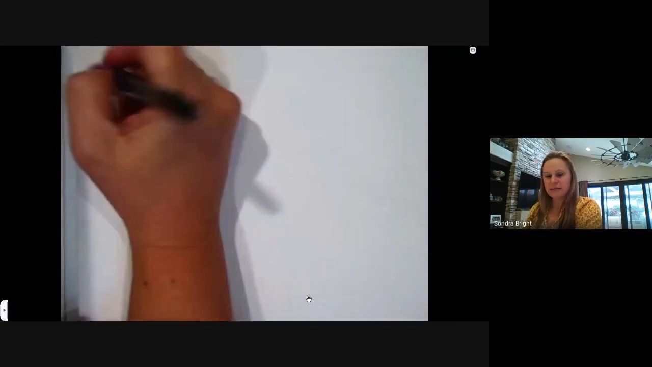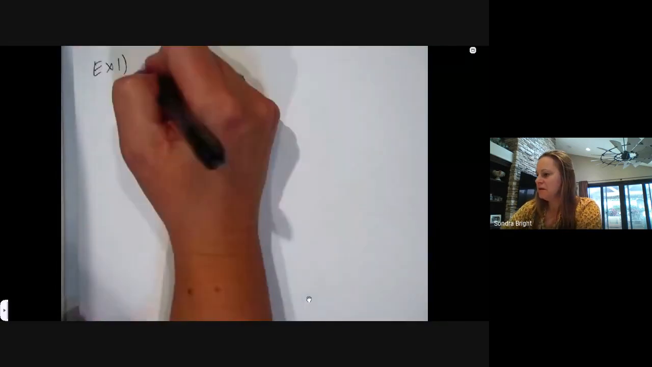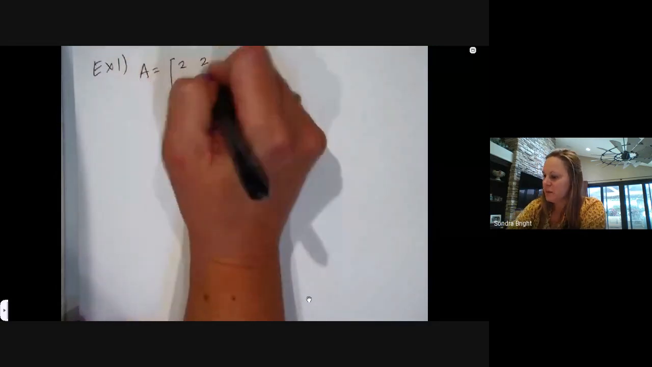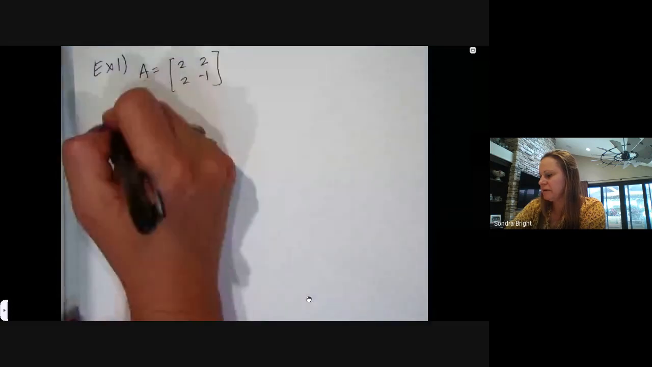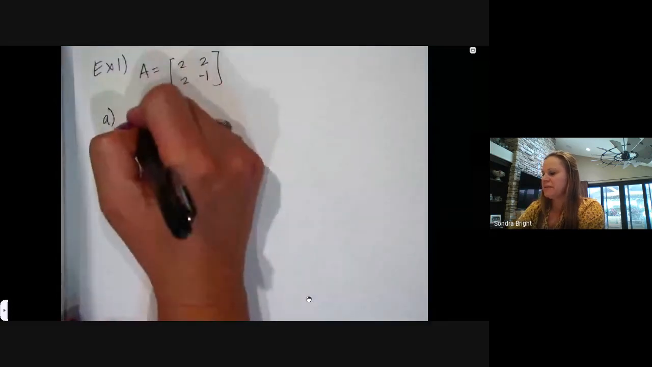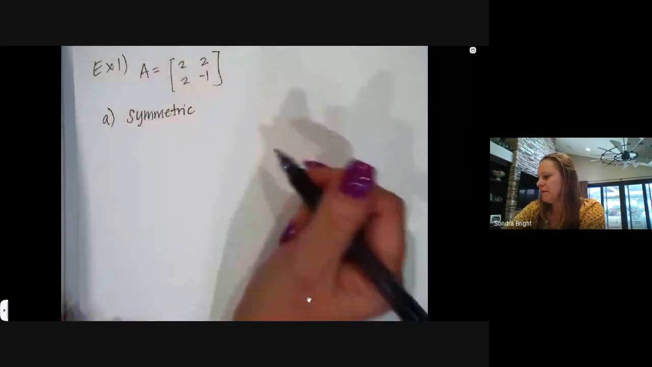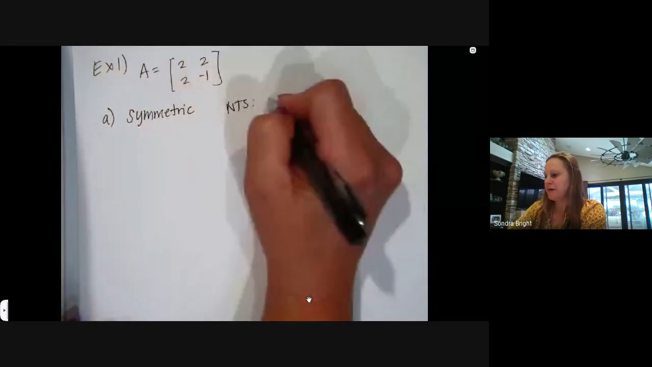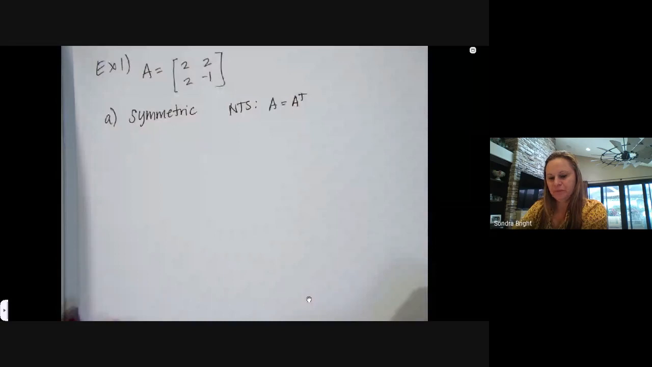All right, example one is A is [2, 2; 2, -1]. Now, the first thing they want us to show is that it's symmetric. Well, to show it's symmetric, that means we need to show that A is equal to A transposed. So let's start with what A transposed would be.